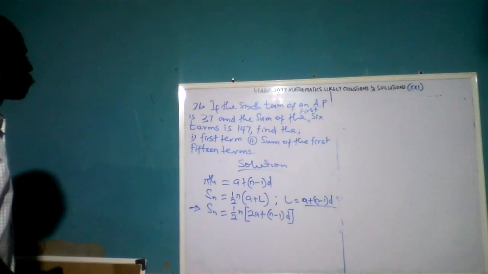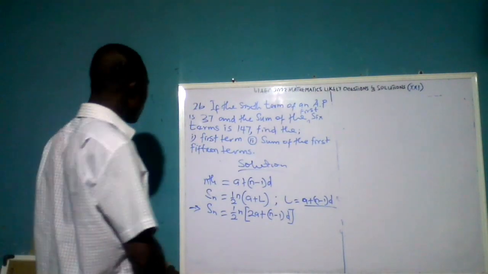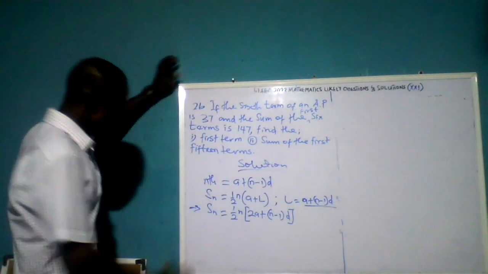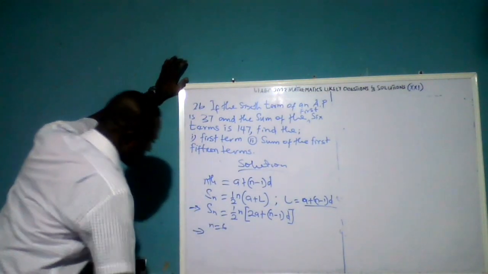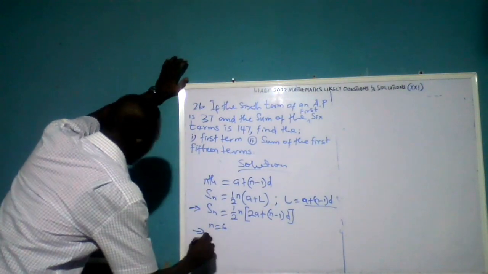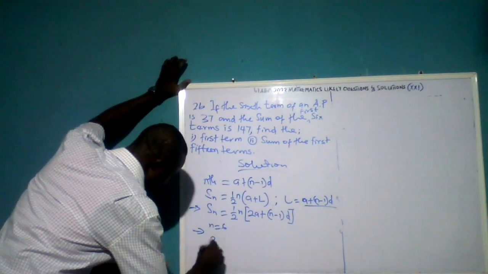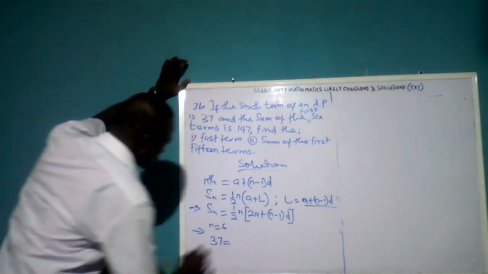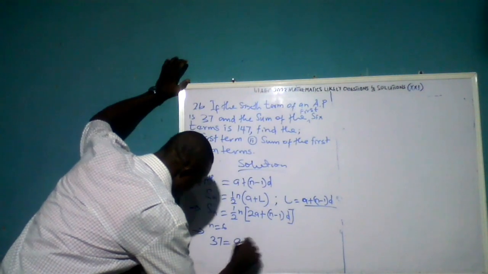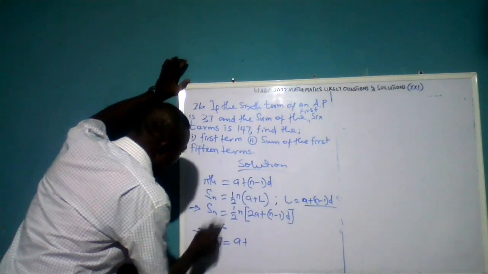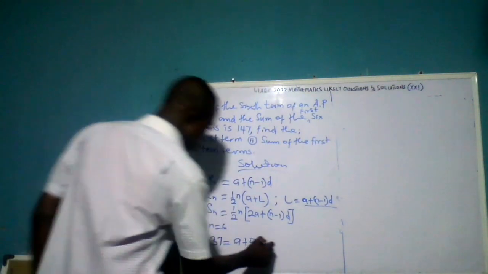Now we are given the sixth term of the arithmetic progression to be equal to 37. That means that n is equal to 6. So our nth term, that is the 6th term, is equal to 37, which is equal to a, which is our first term, which we are yet to know, plus n minus 1, that is 6 minus 1 will be 5, plus 5d. Call this equation 1.